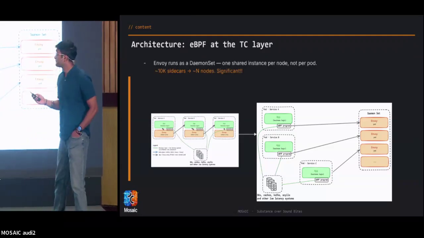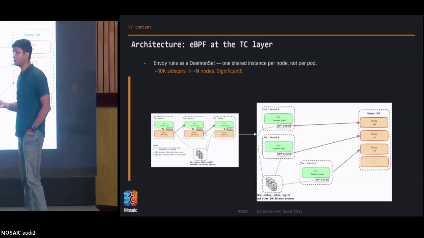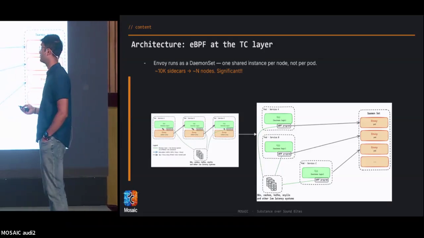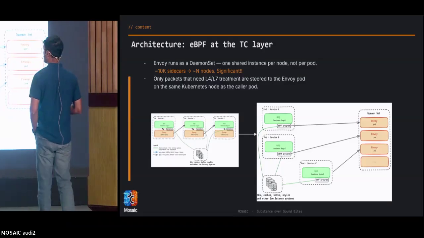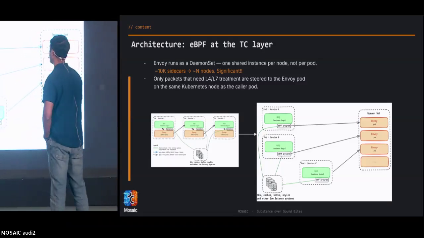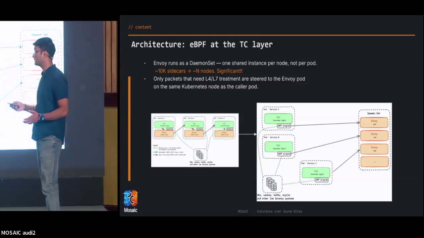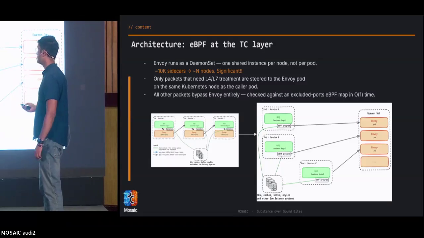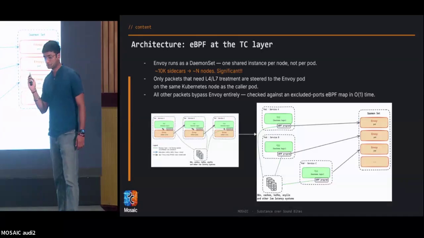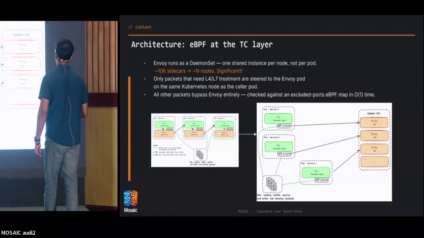Envoy runs as a daemon set, one shared instance per node. Previously we had 10,000 sidecars. Now it's reduced to the number of Kubernetes nodes that we run in the system. That's a 5x reduction we saw when we scaled this to production, which is a significant improvement. Only the packets that need L7 or L4 treatment are sent to Envoy using eBPF, and the Envoy pod on the same node receives those packets from the application pods running on that node. All the other packets bypass Envoy, and the decision whether to send or not is now executed in O(1) time.